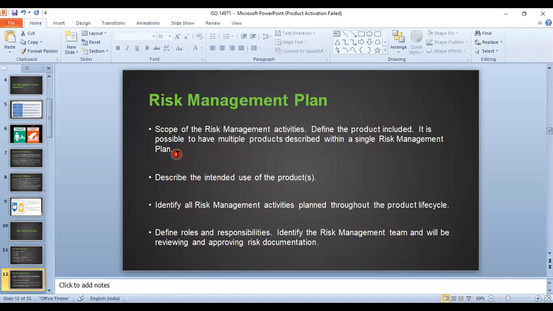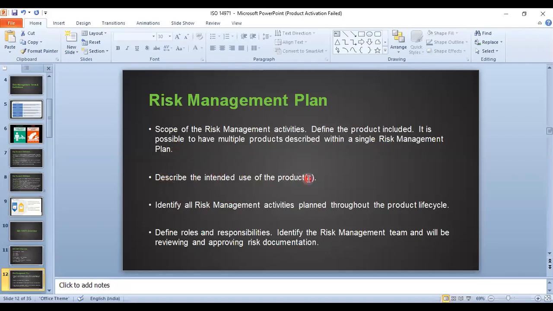Sorry, by changing some specific parts of that particular instrument, that particular medical device can be used multiple times. So in case of multiple use, what risk management activities have to be followed? That is also mentioned in this risk management plan, and it also describes the intended use of the products.